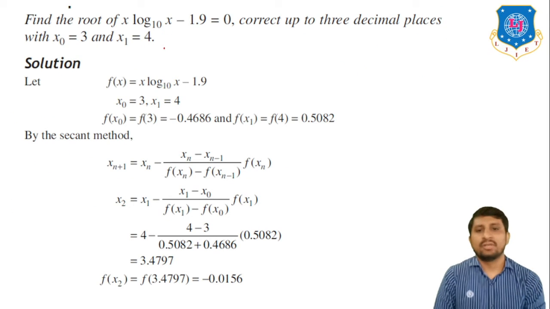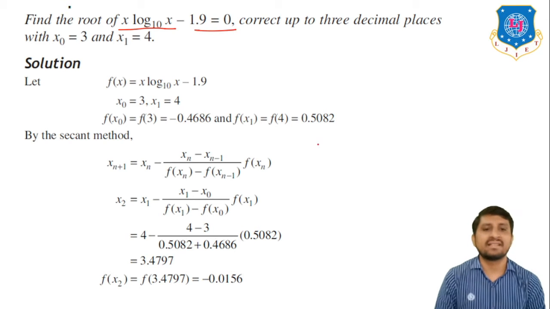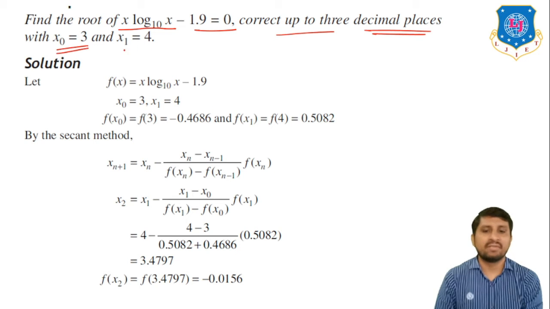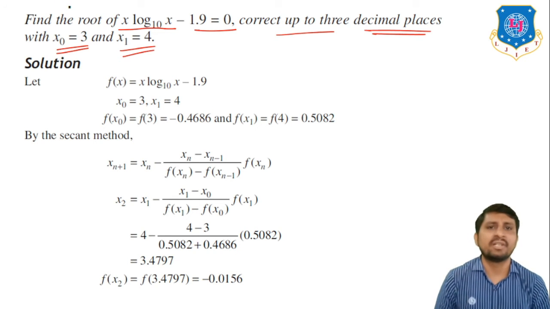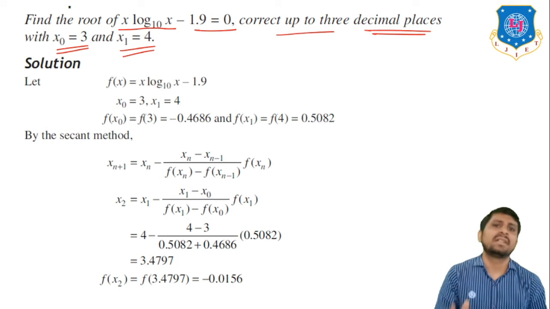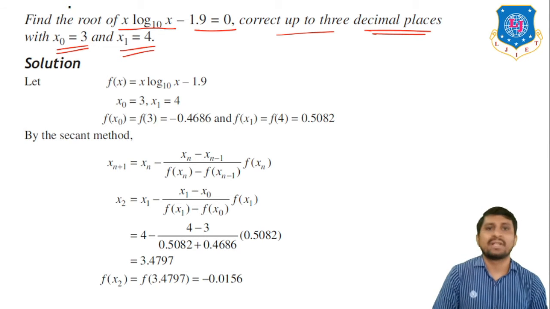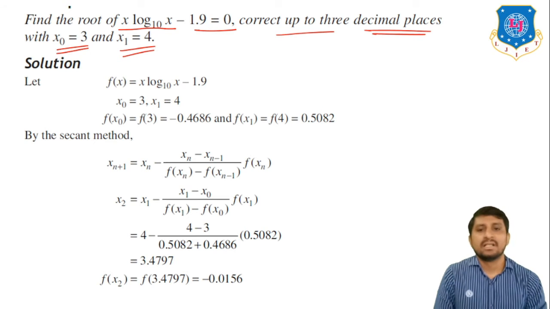Now find the root of the function x log x base 10 minus 1.9 equal to 0, correct up to 3 decimal places. They have already given that your root lies between x0 equal to 3 and x1 equal to 4. But sometimes x0 and x1 are not given. In that case, you have to first find the two initial approximations such that your root lies between x0 and x1. Here they have already given x0 is equal to 3 and x1 is equal to 4.